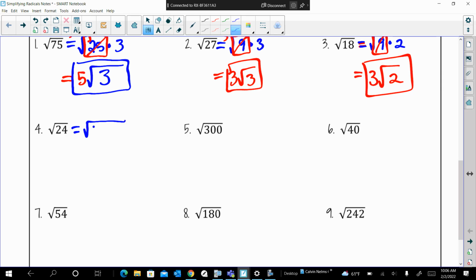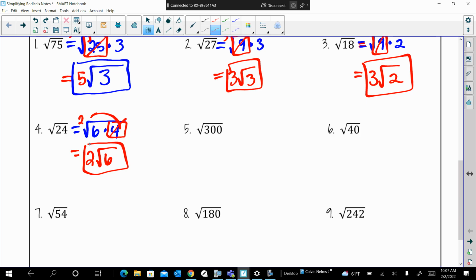Yeah, 6 times 4. Okay, which factor is the perfect square? Yep, so that's who I box. That's who's gone. What number comes out and replaces the 4? 2. So the 2 comes in front. Remember, the 2's coming out. So this would be 2 root 6. 6 stays inside.